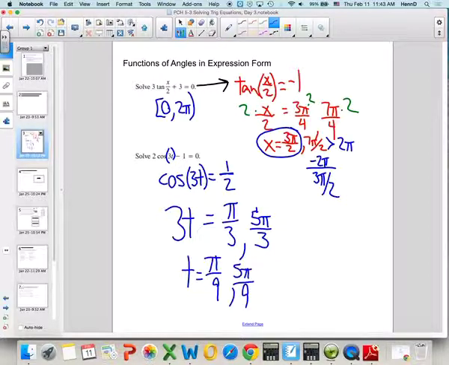Is it 5 pi? That's 18 pi over 9. Oh, true. I divided wrong. So does that make sense? Not too hard. Just gotta be careful with it.